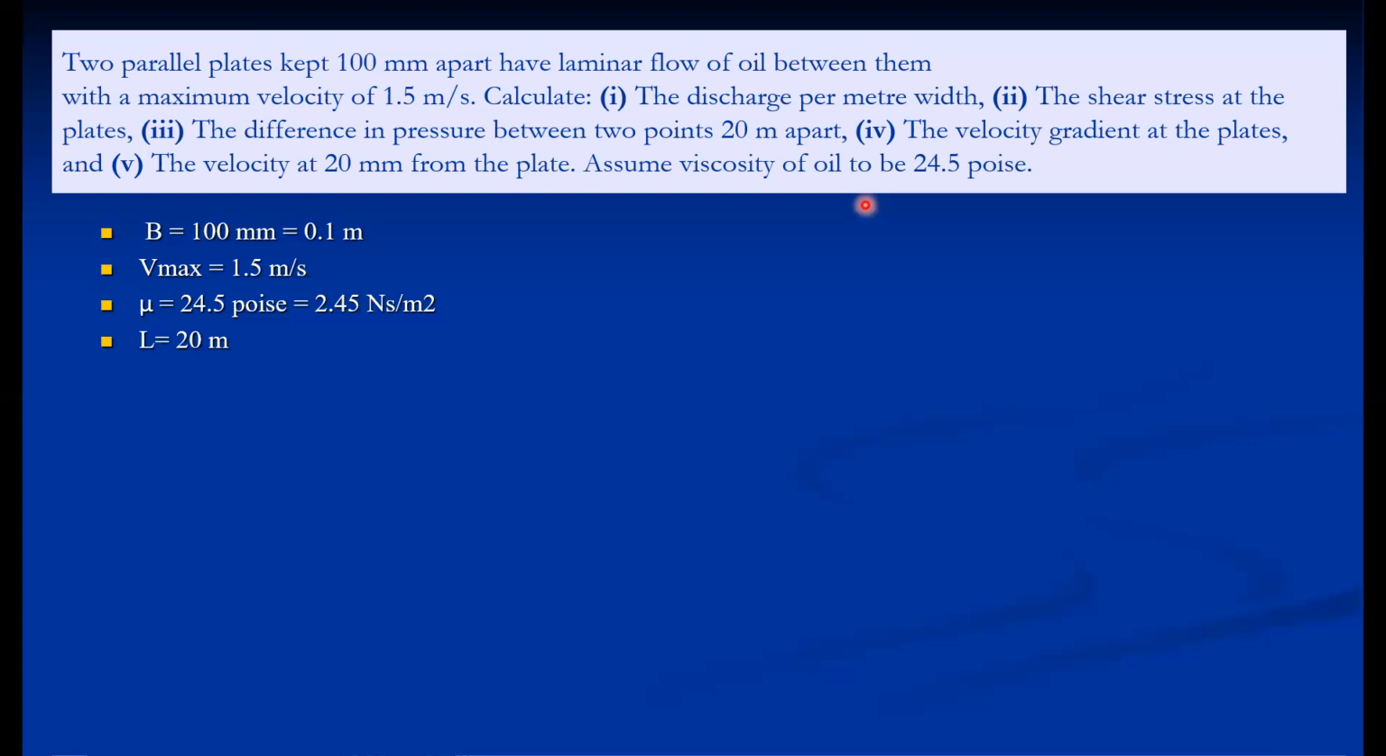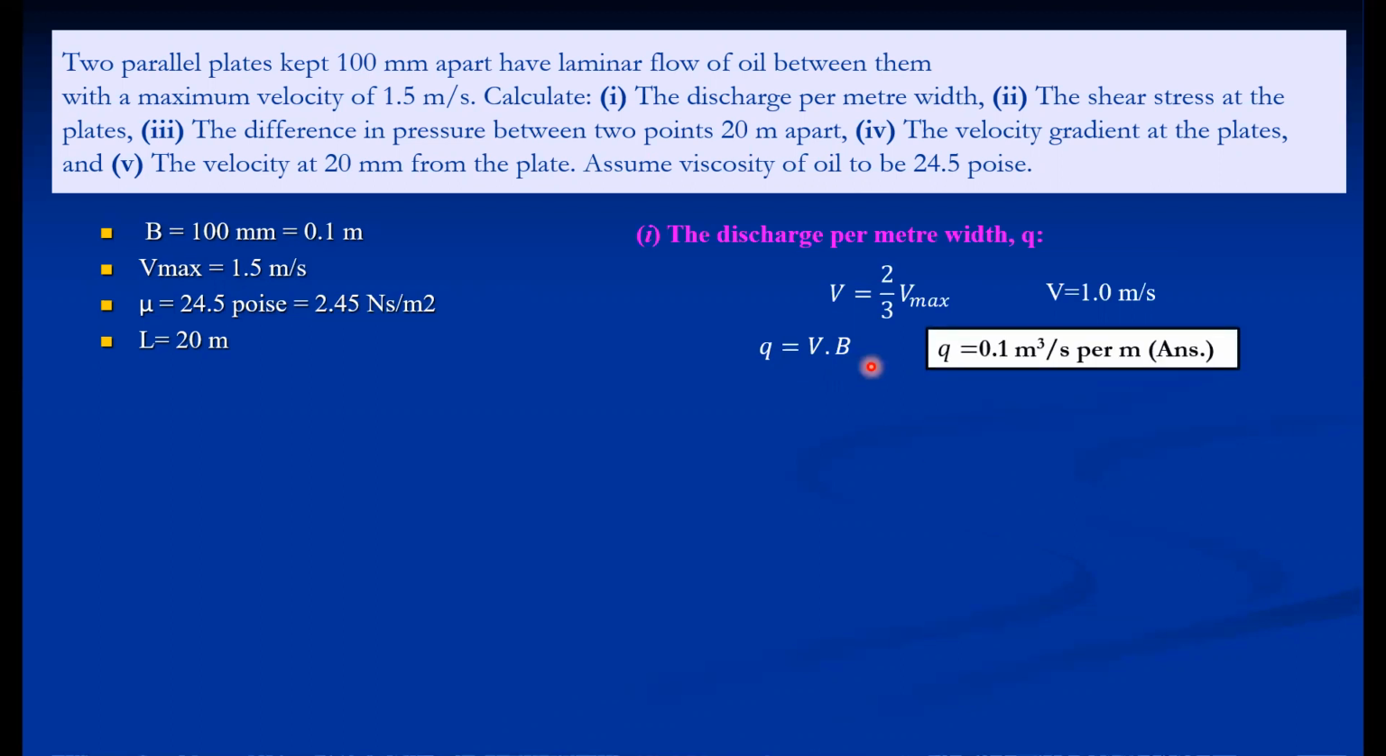So here maximum velocity is given. From the maximum velocity, in this case the relation is V mean equal to 2/3 V max. So from that we can calculate V mean, and then we can calculate discharge. Let's see. V is equal to 2/3 V max, that is 2/3 of 1.5, that is 1 meter per second. Then we can calculate discharge. Discharge in this case is per meter width, that is V into B into W, where W is the width, so width is considered as unit. So the discharge comes to 0.1 meter cubed per second per meter.